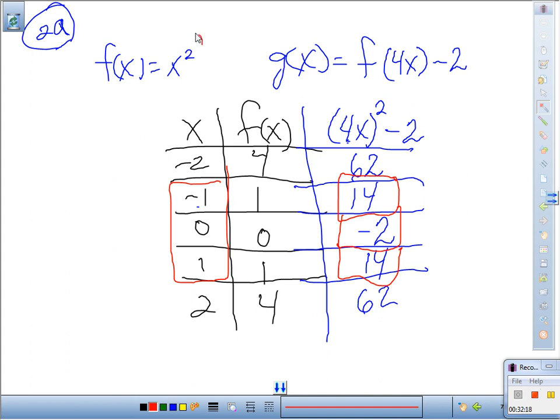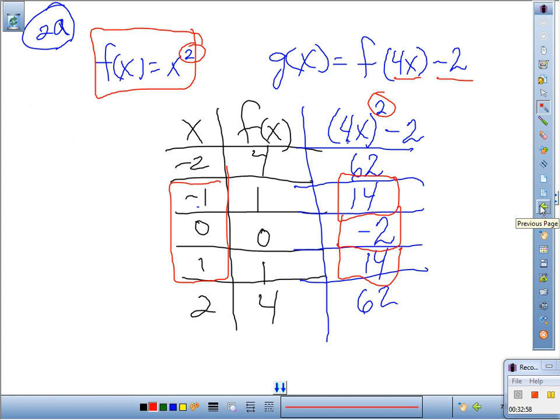The square comes from the original function. Remember, we're transforming this function, and these are the instructions. Guys, look up to the screen. This is saying f of x, we're going to do what to x? Square it. But this one is no longer f of x. What is it? f of 4x. And then we're going to square it. And then at the end we do what? Minus 2. That's why we write the square right here.